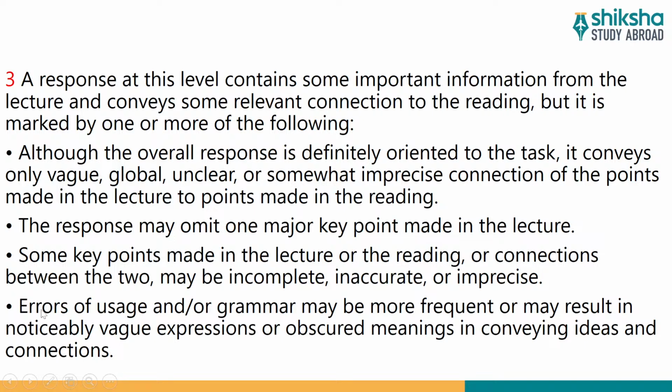Now let's read about the third score. That means when will the candidate get a 3 score? A response at this level contains some important information from the lecture and conveys some relevant connection to the reading, but it is marked by one or more of the following. So what are those bullet points? Let's go through them. Although the overall response is oriented to the task, it conveys only vague, global, unclear, or somewhat imprecise connection of the points made in the lecture to points made in the reading. So, guys, this point is very important because in the integrated task you get a reading passage also, hence this point has been written here.